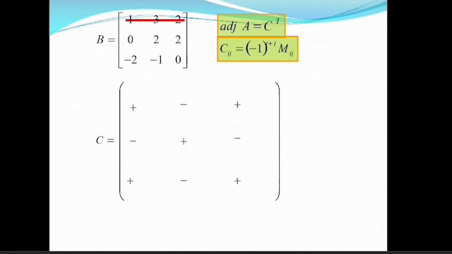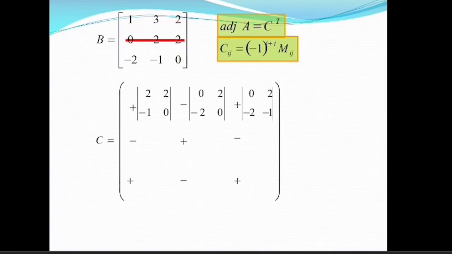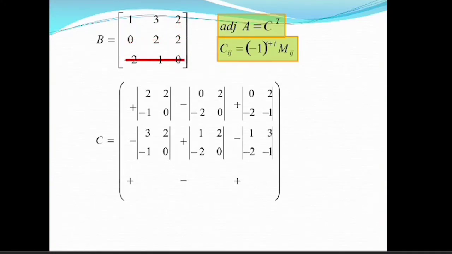Start with first row and first column. Write down the numbers. First row and second column. First row and third column. Second row and first column. Second row and second column. Second row and third column. Third row and first column. Third row, second column. And lastly, third row, third column. Once you have written all of the minors there, find the determinant of all of the minors.